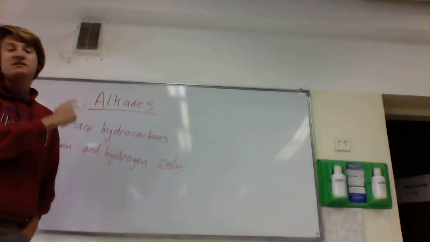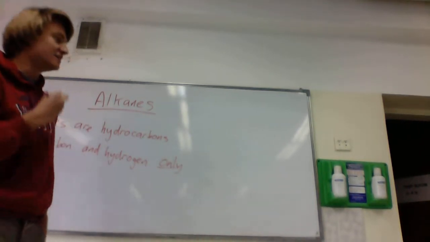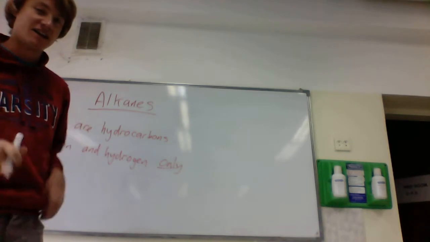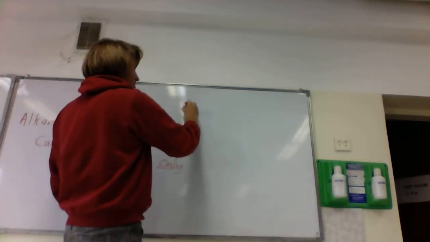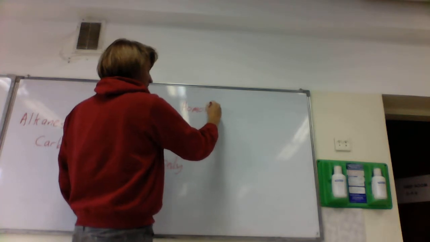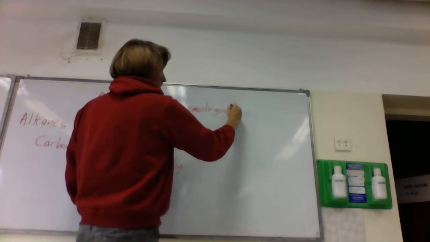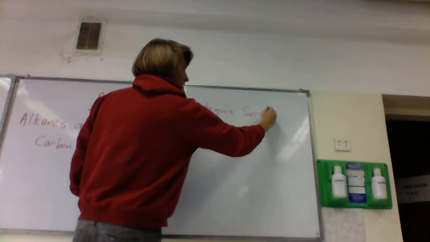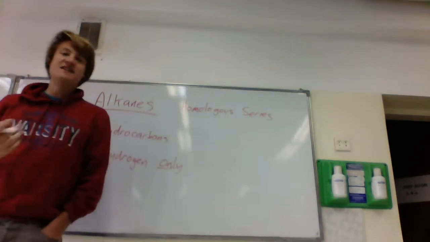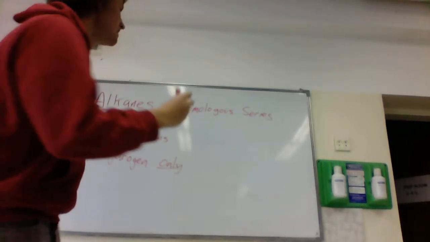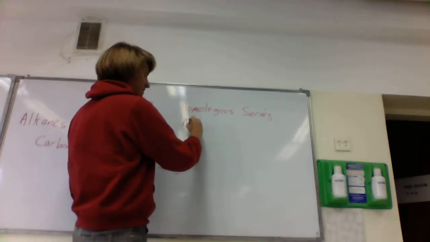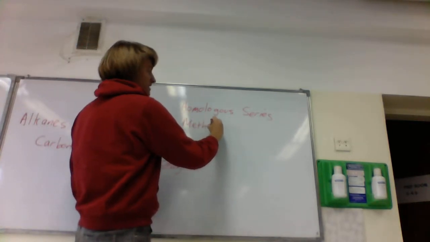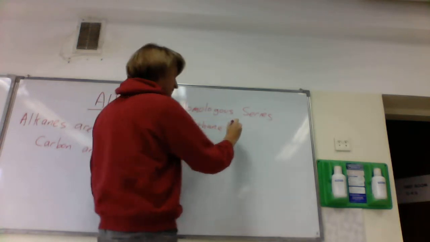Now, what you need to know for this course is we need to be able to name the alkanes. And they follow what we call a homologous series. And the best way to show you what a homologous series is by example. So, the smallest alkane we have is what we call methane. And methane is CH4.